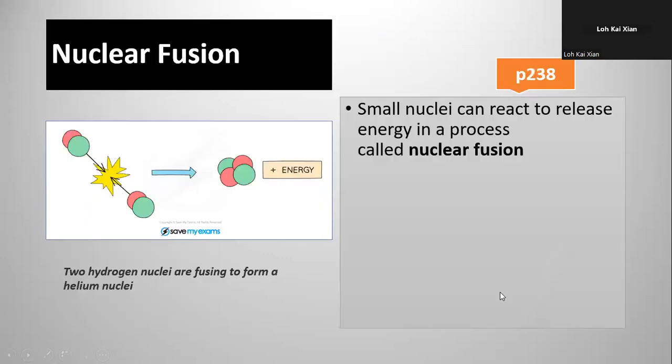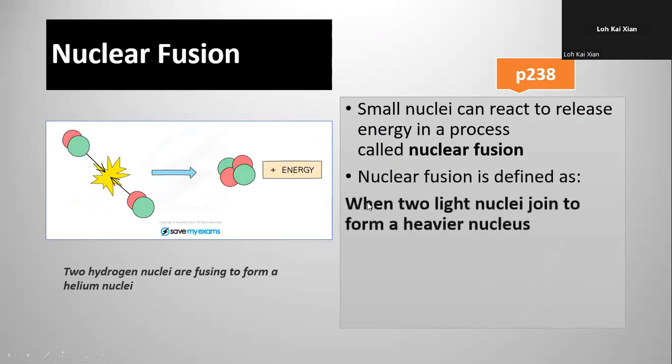Okay, so let us go to finish it off. Nuclear fusion. Small nuclides can react to release energy in a process called nuclear fusion. Your book is page 238. Nuclear fusion is defined as when two light nuclei join to form a heavier nucleus. This is heavier, these two are light.